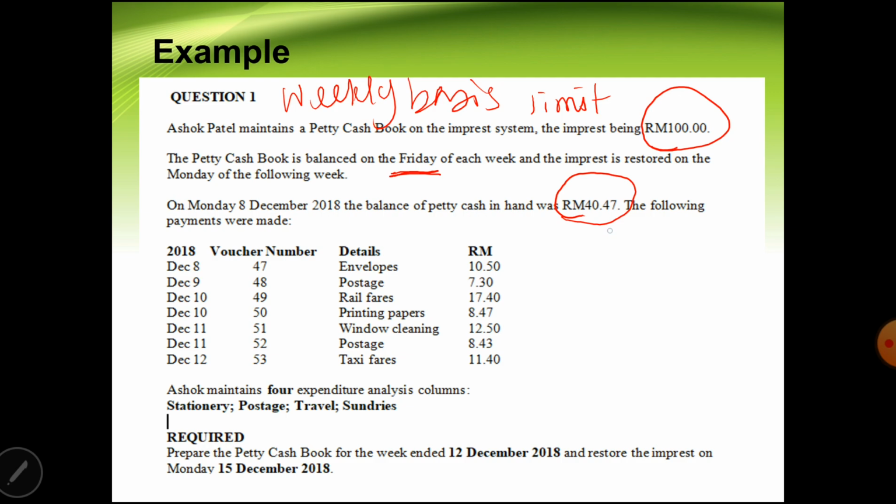Okay, the starting. And then you top up the money lah. So what you do is you take 100 minus 40 ringgit and 47 cents, then you get the top up, the reimbursement of the money on the 8th of December. Okay, let's see how you do this. And the analysis column it's given is postage, stationery, travel and sundry 4 lah. Okay, let's see how you do this.